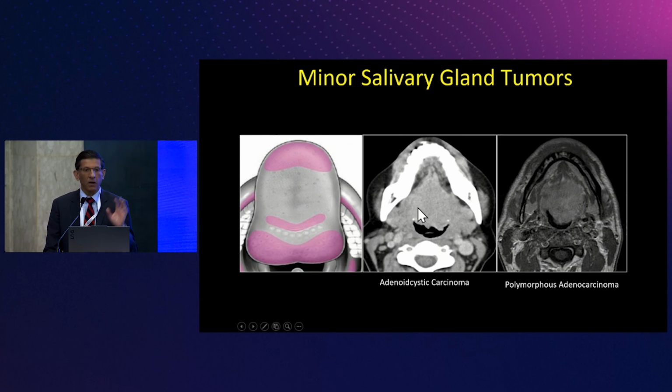And that's what we call, quote unquote, minor salivary gland tumors. It's the same salivary gland tumors, but somehow it arises in these little rests of tissue that get lost in other parts of your body. So these are examples of adenoid cystic carcinoma, and this is an example of a polymorphous adenocarcinoma. There is no way for me that I can tell the difference.